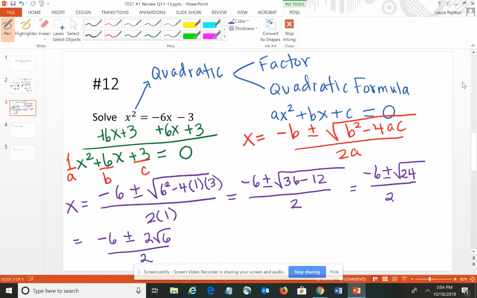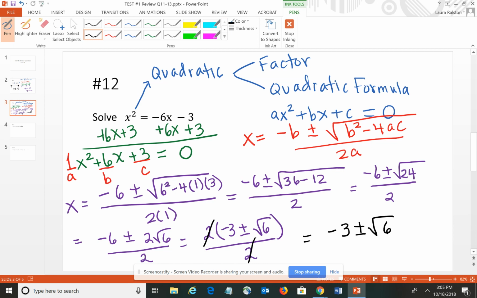I then notice that I have a common factor of 2 in the numerator, so I'm going to take it out. So I have negative 3 plus or minus the square root of 6, all over 2. And then since I have a 2 in both the numerator and the denominator, they will divide out, and we're left with negative 3 plus or minus the square root of 6.